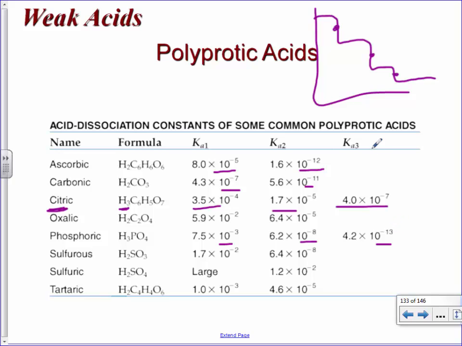So like here, it might lose its proton 12% of the time. Well, then here it might lose its proton 1% of the time. And then here it might lose its proton 0.001% of the time. So I need you to be aware of the fact that every time one of these reactions occurs, the subsequent reaction is less frequent. The Ka value always drops.